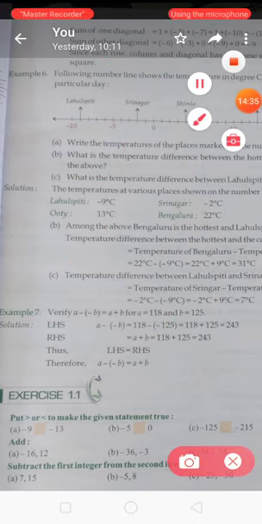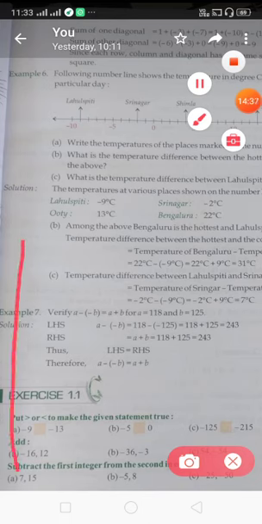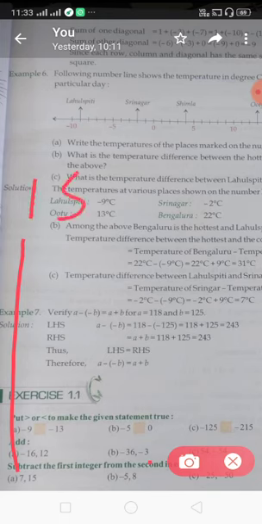Now 7 and 15. 7 and 15, what will you do? Subtract the first integer from the second. From the second. So what is the second integer? 15. What is the first integer? 7. You have to subtract it, so you write the minus sign. Now 15 minus 7, what?